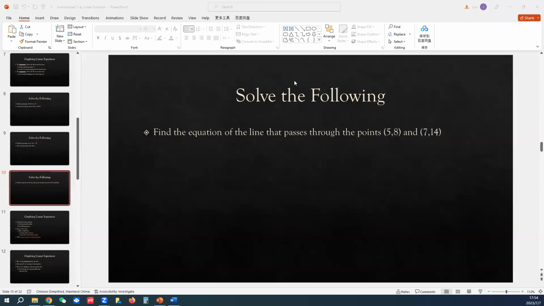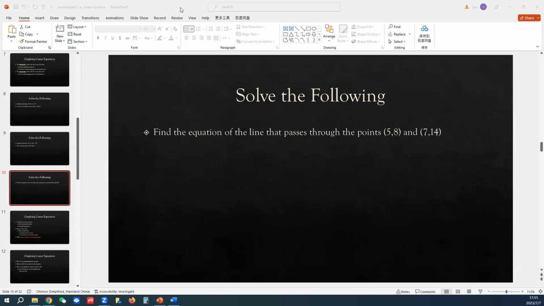Here is another form of questions. In this question, you're given 2 points, I mean, the coordinates of the 2 points. Because on one plane, if we know 2 points, they are good enough to determine a line, right? So here we are to work out the function, the equation that represents the line that passes through these 2 points. The 2 points given here are (5, 8) and (7, 14).